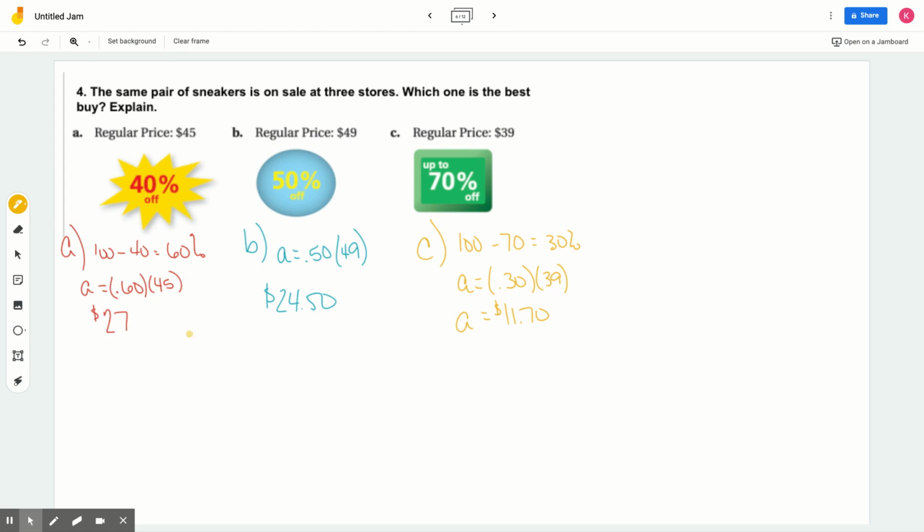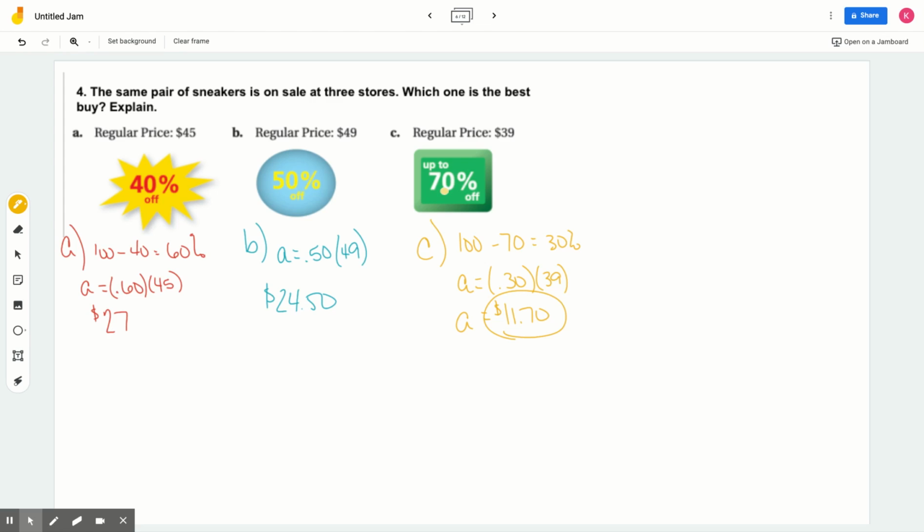So now we can compare these to find out which is the better buy. The better buy is going to be the cheapest one. So when we're comparing these 3 costs, we can see that $11.70 is the better buy. So we could say store C is the better buy.